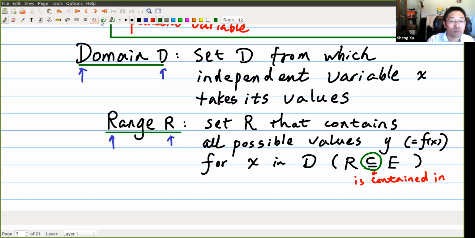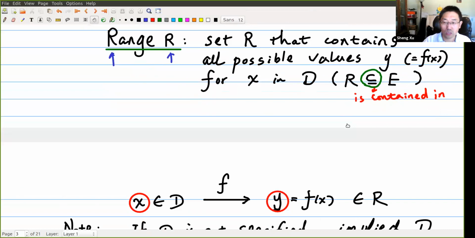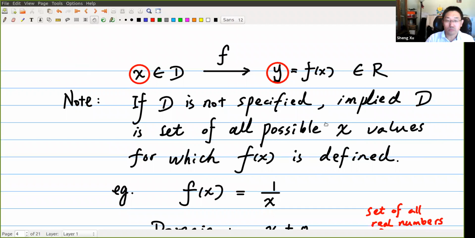I believe you learned this in algebra already, right? So now you see, the function f takes x from the domain as an input, right? And produces y, which is equal to f of x, and that y should be in what? In the range. So x in D is mapped to y in R, right? D and R are two families.